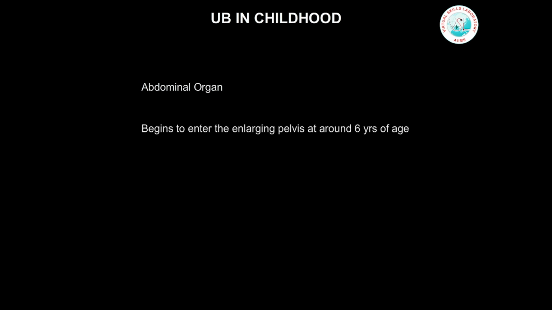In childhood, urinary bladder is an abdominal organ even when it is empty and begins to enter the enlarging pelvis at around 6 years of age. It then becomes an entirely pelvic organ after puberty.